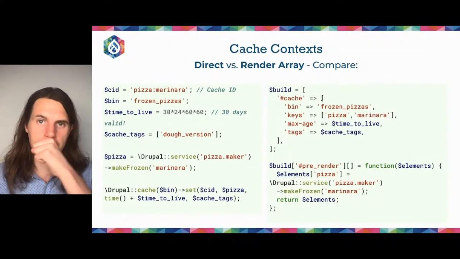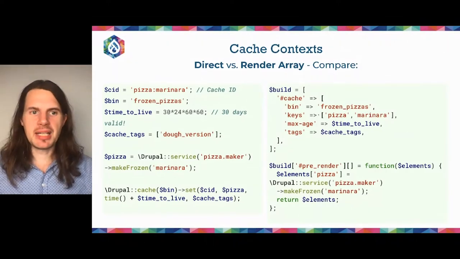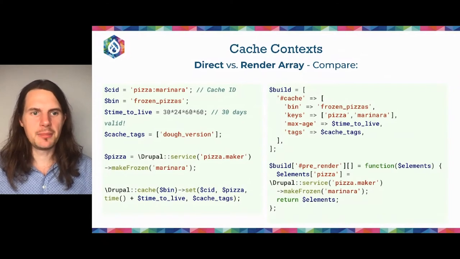Then we set up the cache keys, again, pizza marinara, cache ID. And Drupal essentially converts that into that anyway. The max age is new key, which is essentially our time to live, the same as we have here. And then we have the tags, which are the cache tags, so the same as here.